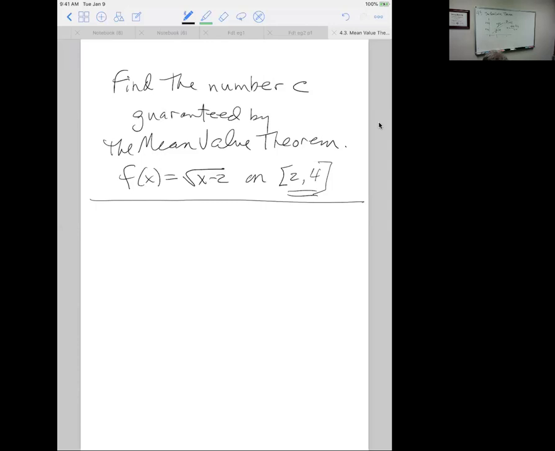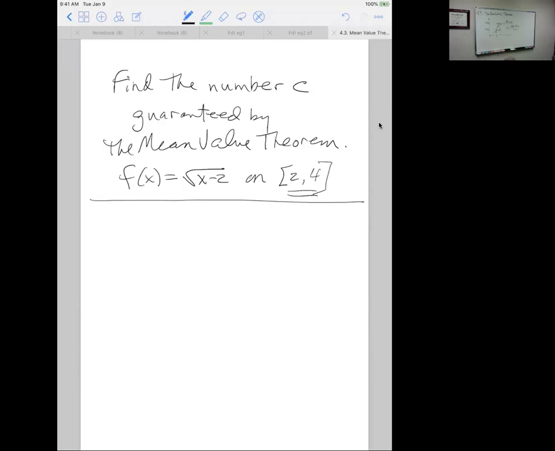We're asked to find the number c that's guaranteed by the mean value theorem for this function, f of x equals the square root of x minus 2 on the closed interval 2 to 4. So first of all, we've got to find the slope of that secant line that goes through x equals 2 and x equals 4.